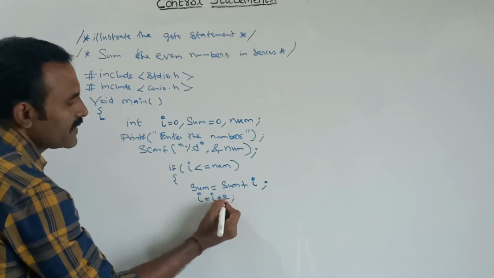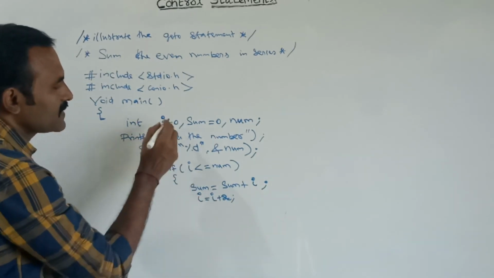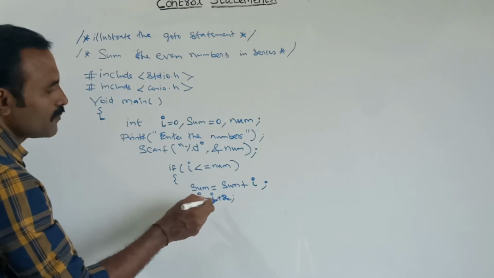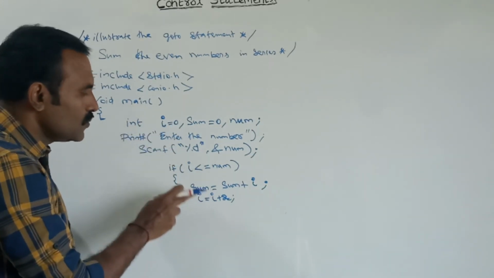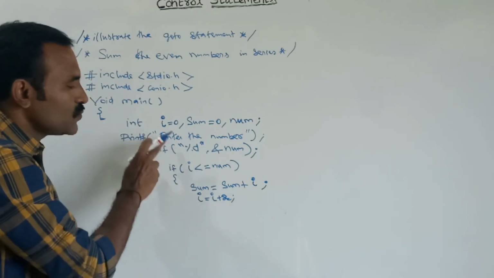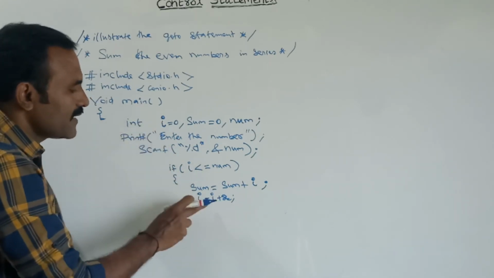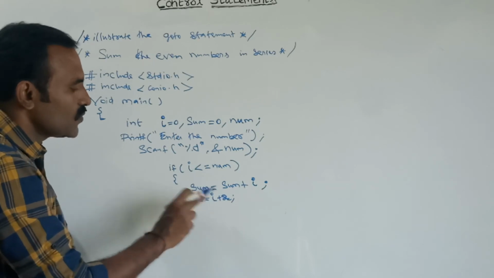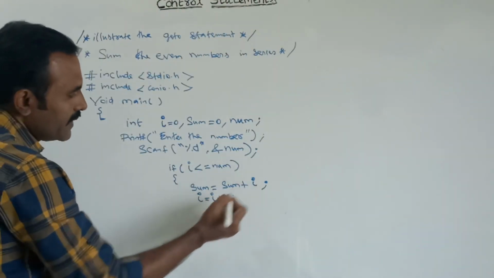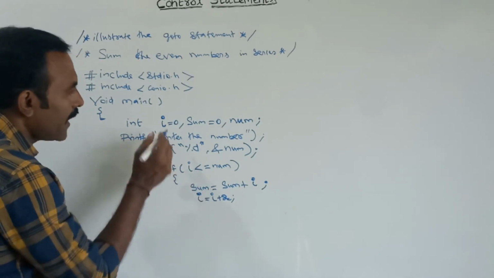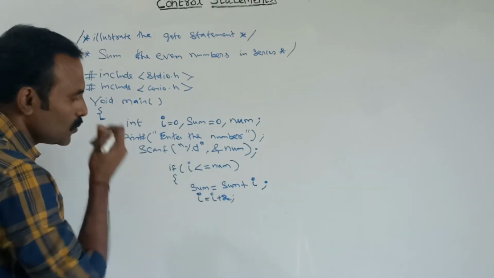That means for each and every iteration, first 0 will come, after that 0 plus 2, 2. Next, currently the I value is 2, now 2 plus 2, 4. Now currently the I value is 4, 4 plus 2, 6. So in this way the even numbers will be generated. So here I am incrementing the I value with plus 2.